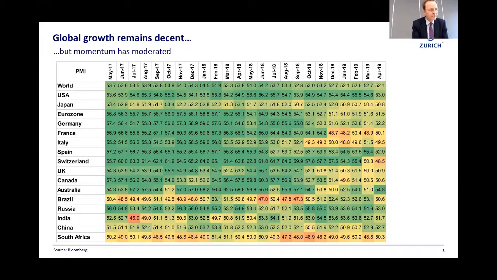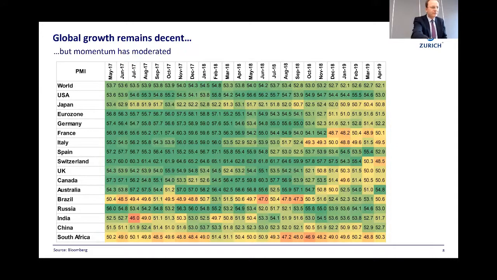Towards the bottom, you'll see China, and it's come out of a period of reasonable weakness. It's been testing that 50 level, but it's actually been showing some improvement over the last couple of months, and that's really been helped by stimulus that's coming through.